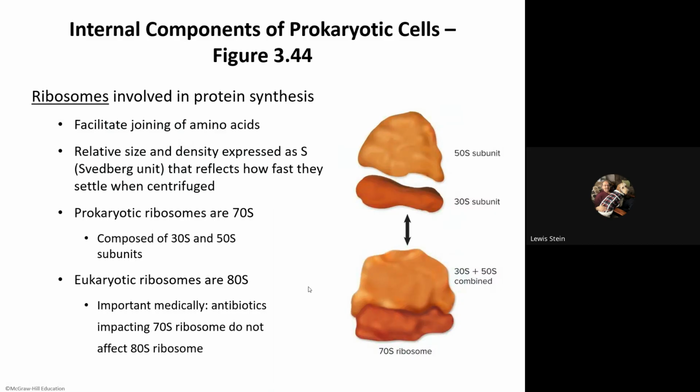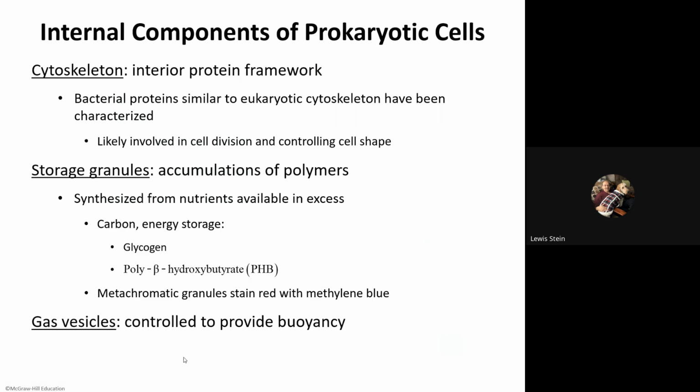Here again, the idea of the 70S, the way they combine, important medically: antibiotics impacting the 70S ribosome do not affect the 80S ribosome. That may be true, but again, we have 70S ribosomes in our body, as I'll reinforce when we get to eukaryotic cells, which is next.